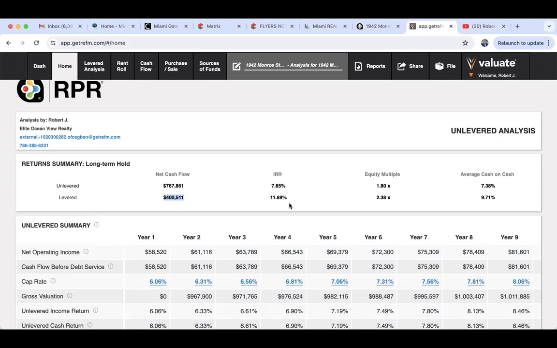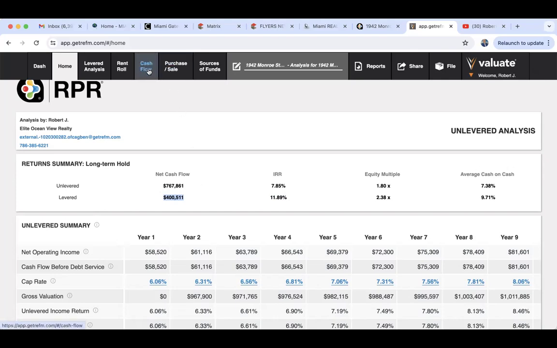So you made 19% more over your investment. That's a great deal. And then if you invested cash only, unlevered, you would have made $767,861 off of your $965,000 total investment, which is really great. Okay, this is a great deal.